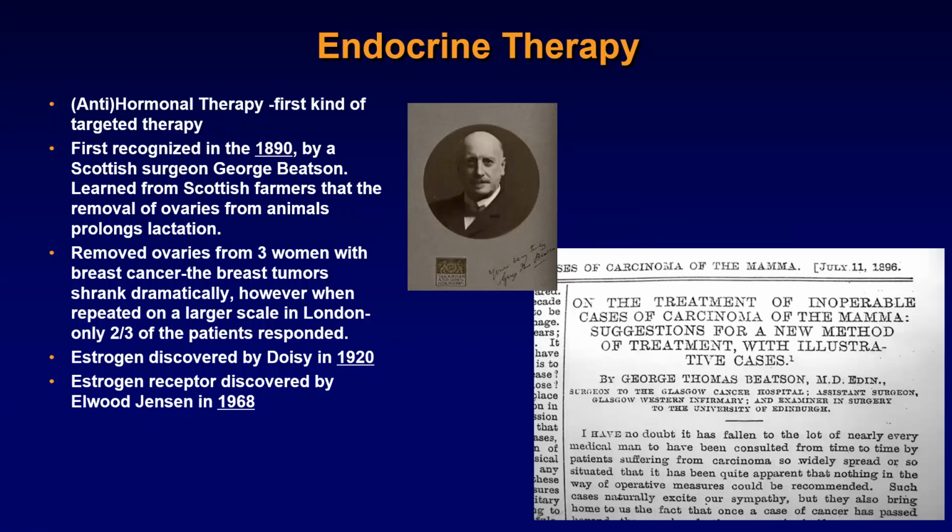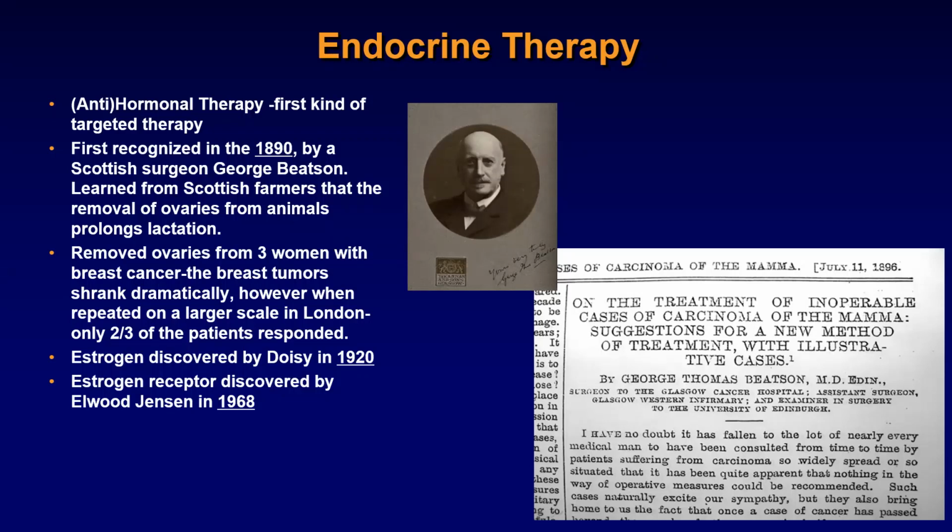But he's a Scottish surgeon, and in 1896, he published this article in the Lancet shown here. And what he did was he removed the ovaries from a young woman who had a very recalcitrant, aggressive breast cancer, and the breast cancer regressed by removing the ovaries. And he did this because he spoke with farmers in the area who said, if you remove a cow's ovaries, it leads to prolonged lactation. It's something that was being done in many different farming communities. So there was this link between the ovaries and the breast tissue. So he did this experiment and her disease shrank.